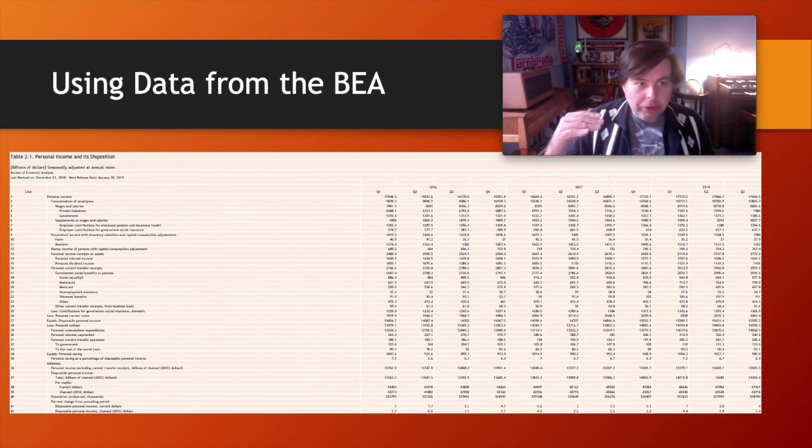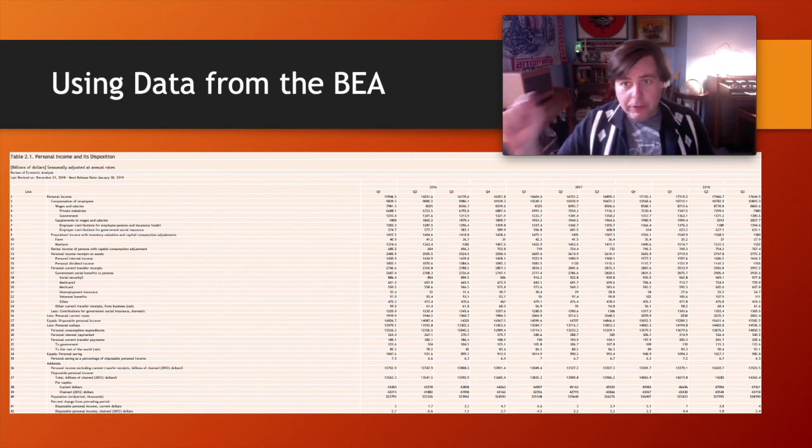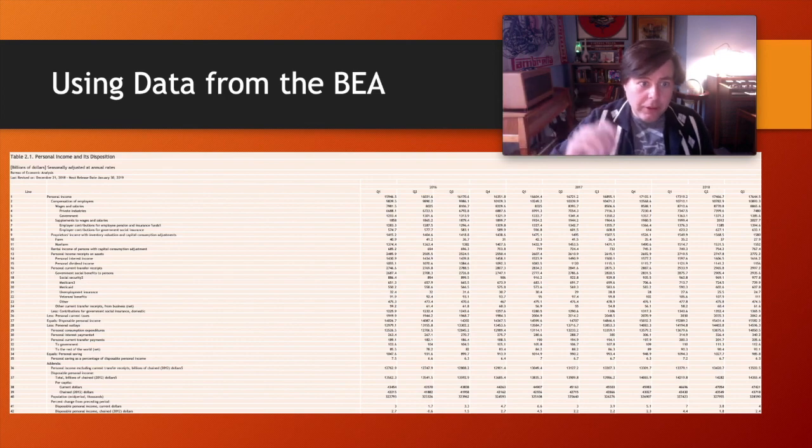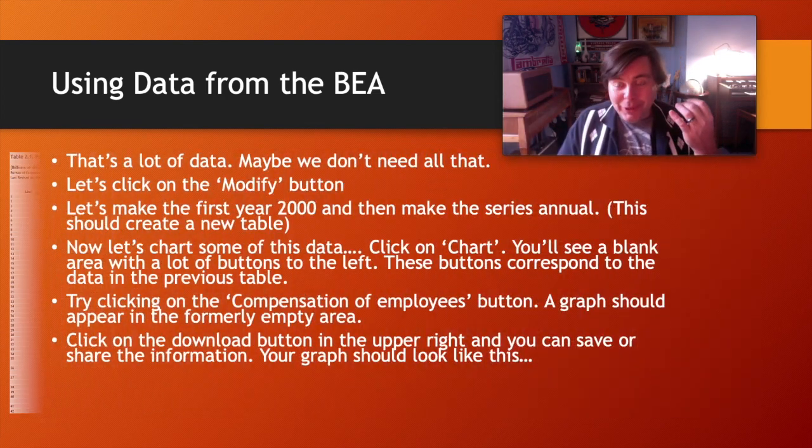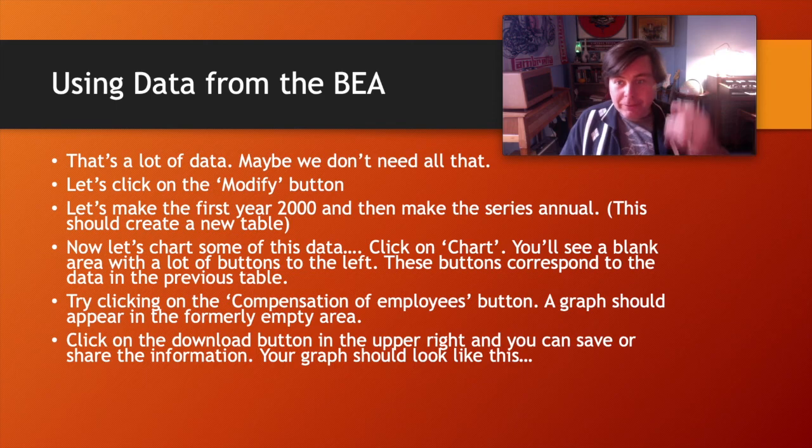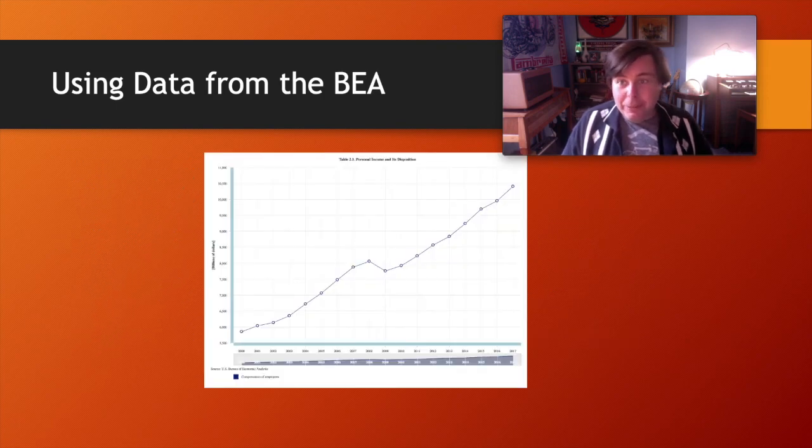And so here's personal income, its sources. With all these data tables, each level of indentation is another degree of detail. So, for example, private industries, line 4, and government, line 5, sum to line 3. Each level of indentation sums to the next level of indentation above it. At the BEA site, click modify. Follow the instructions here. Pause. Okay, and you end up with something like this.